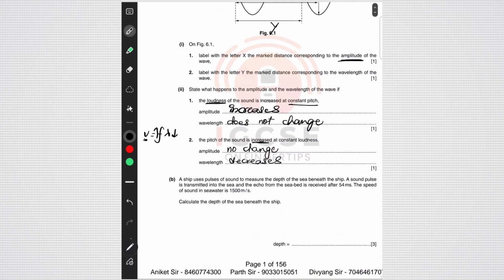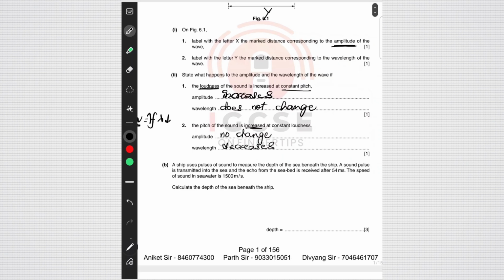Then we have a ship uses pulses of sound to measure the depth of seabed beneath the ship. A sound pulse is transmitted into the sea and echo from the seabed is received 54 milliseconds after. The speed of the sound in seawater is 1500. Calculate the depth of the sea beneath the ship. You should remember the speed of sound. They don't tell you to in your syllabus or anywhere, but it will be beneficial for your further questions if you do remember this.